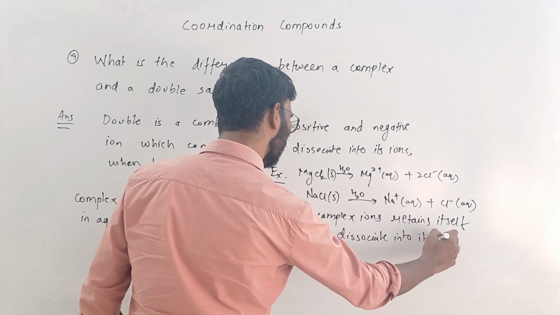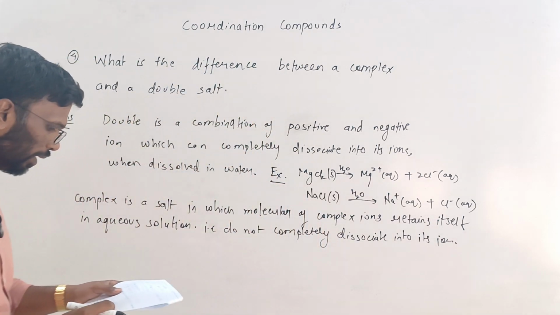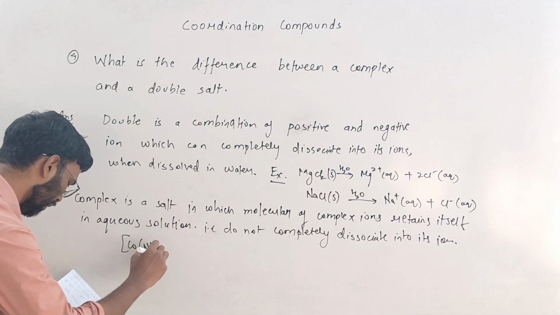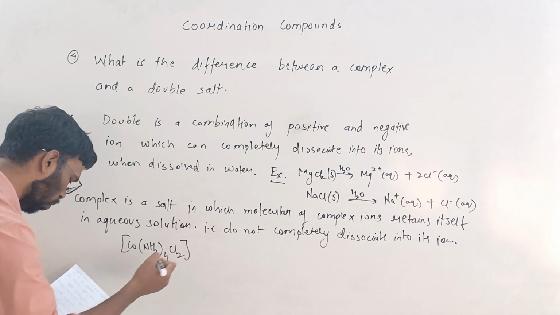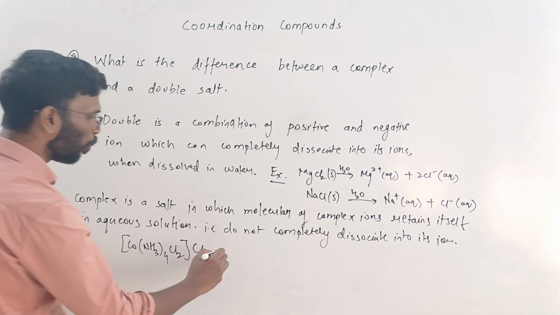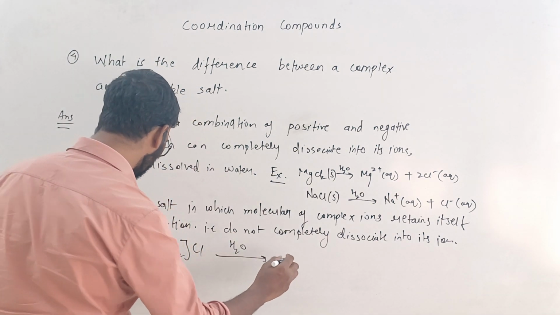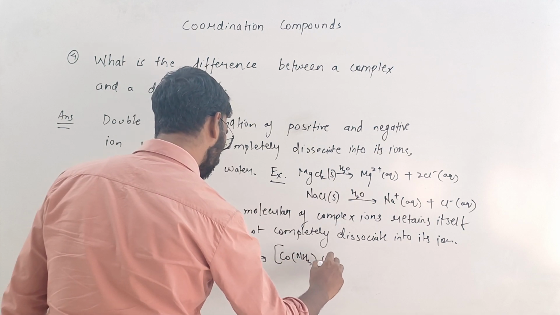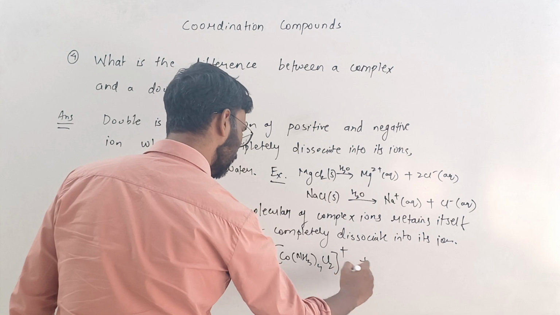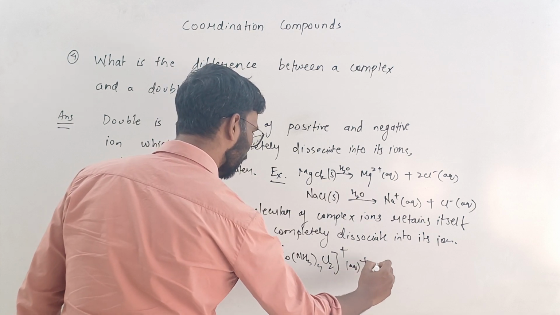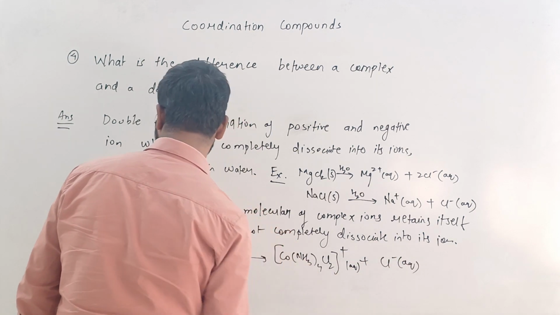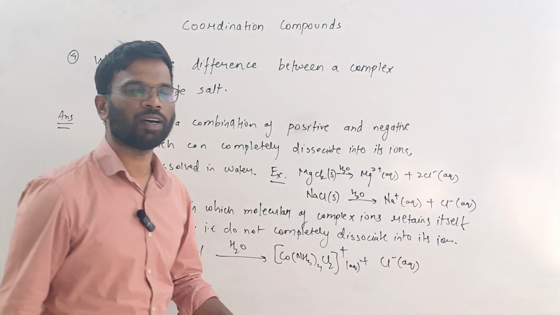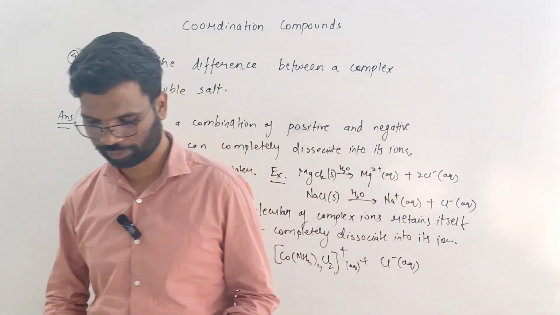For example, take cobalt [Co(NH3)4Cl2]Cl, where the counter ion is Cl. If you put this into water, you get [Co(NH3)4Cl2]+ aqueous and Cl- aqueous. This is the difference between a double salt and a complex.